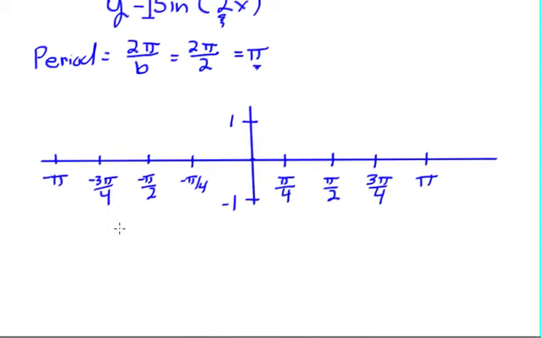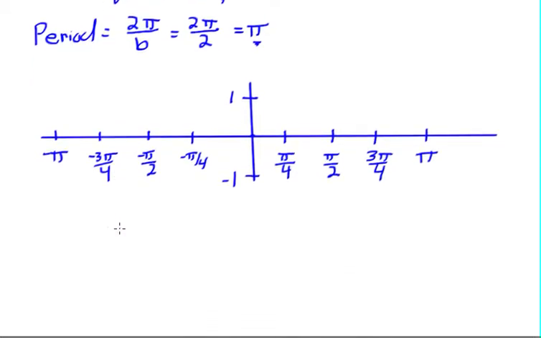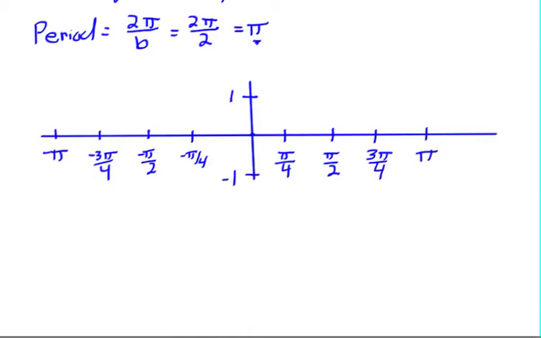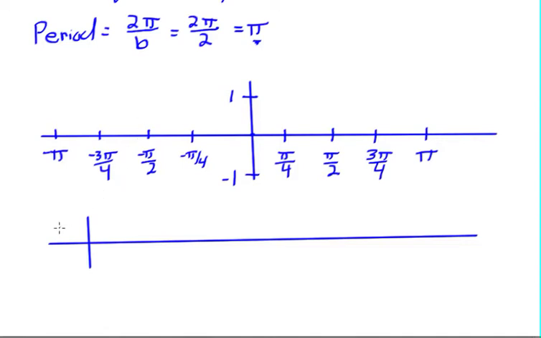Now for our table of values, I'm going to slide up here just a little bit so we have room. I'm going to just put those right down here. We're still going to use all of our critical values. Don't think that you don't have to do those. So on the top, we'll do our x component, and on the bottom here, instead of y, we're going to put sine of 2x.